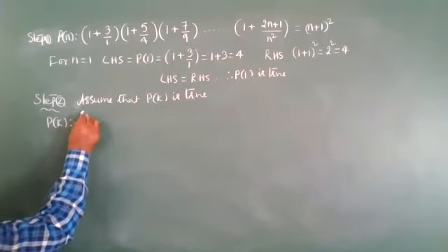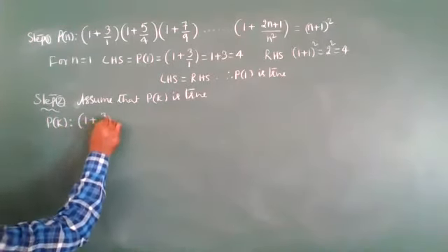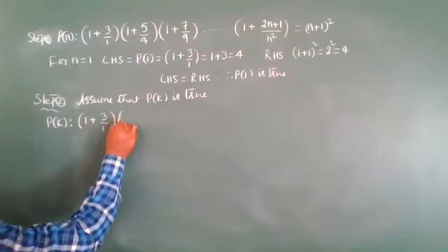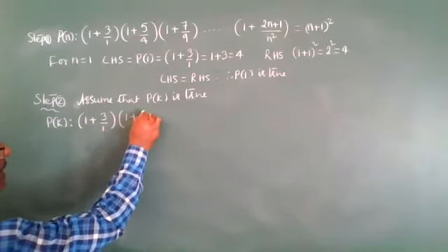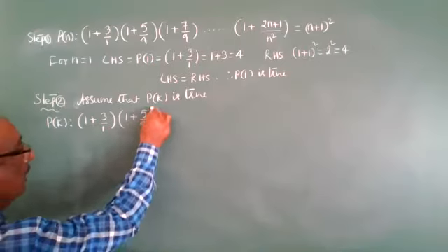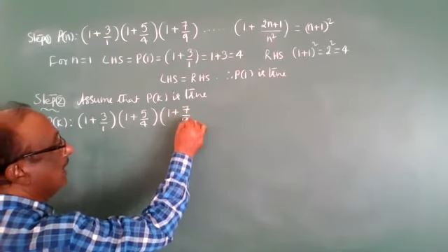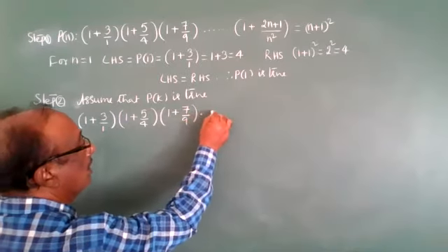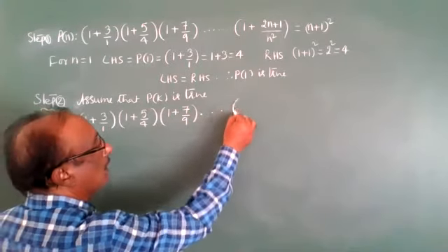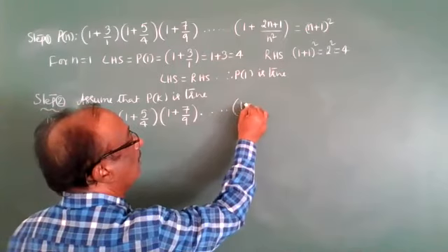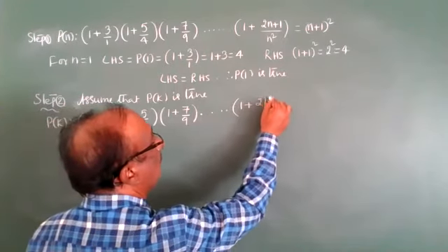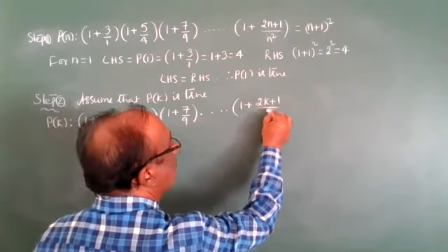Multiplication bracket 1 plus 3 by 1, into second bracket 1 plus 5 by 4, into third bracket 1 plus 7 by 9, dot, dot, the kth bracket 1 plus (2k plus 1) by k square.